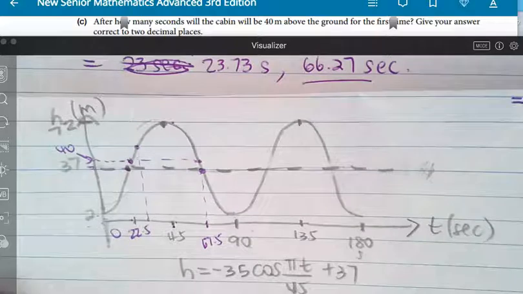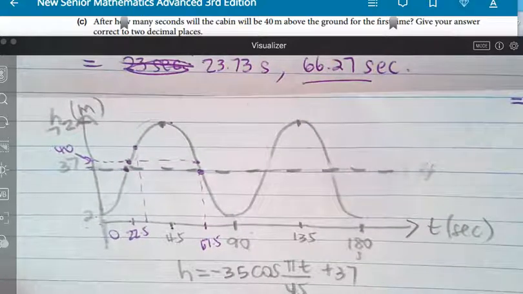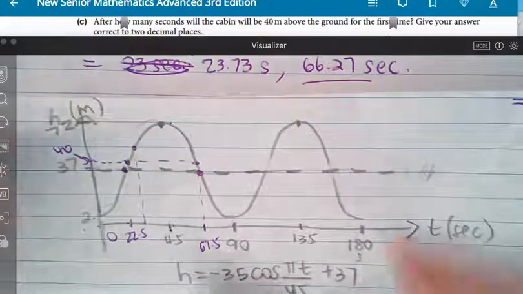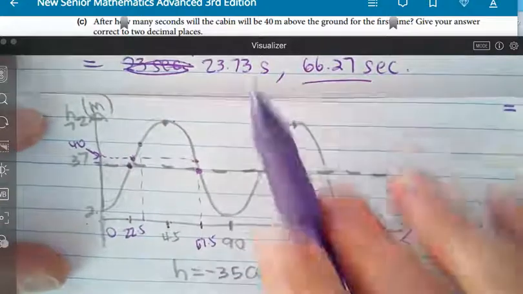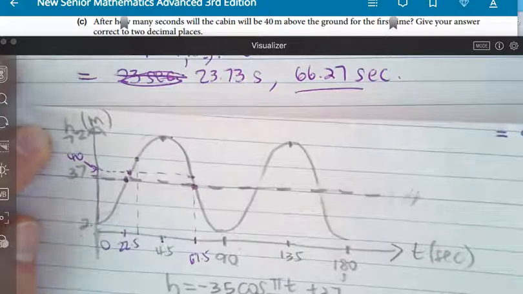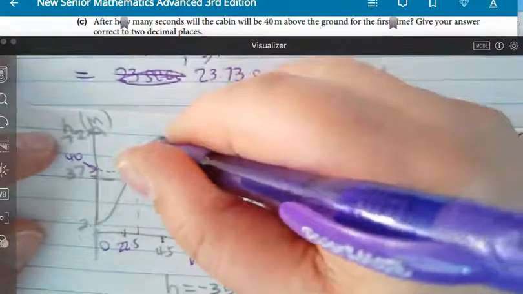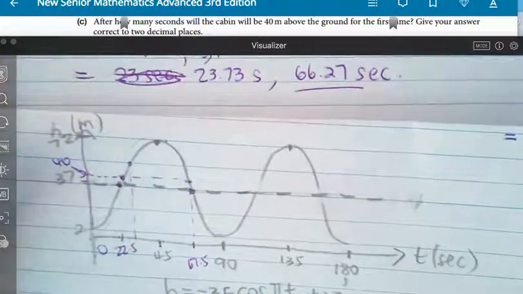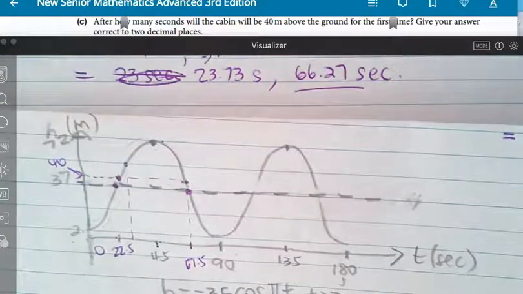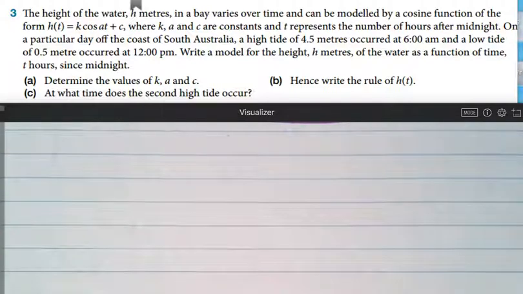after how many seconds will the cabin be 40 meters above the ground for the first time? They could ask a question now: between which times is the cabin above 40 meters? So the cabin's above 40 meters between 23.73 seconds and 66.27 seconds. Or, you know, for how long is the cabin above 60 meters? They could ask you that, by putting the 60 in and getting the times. An ideal question.